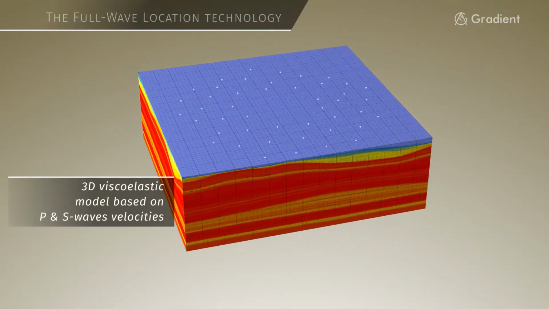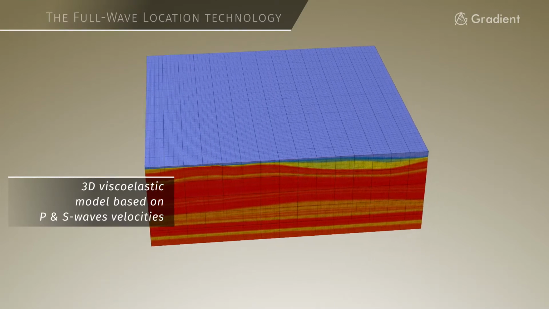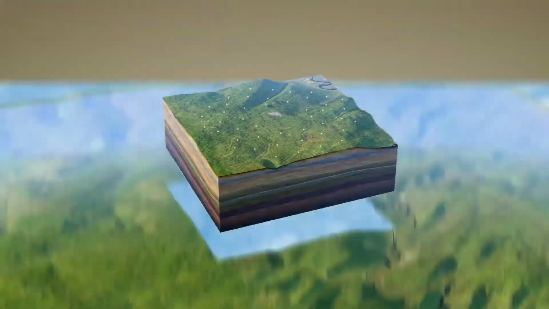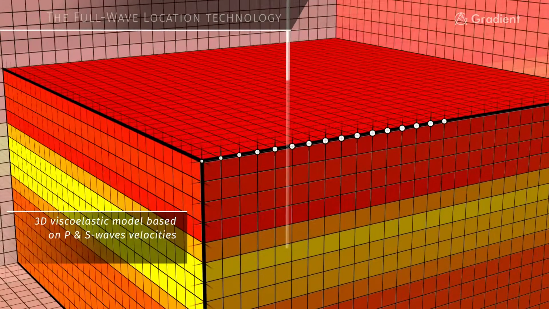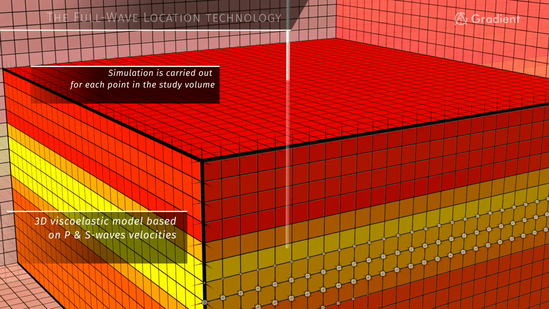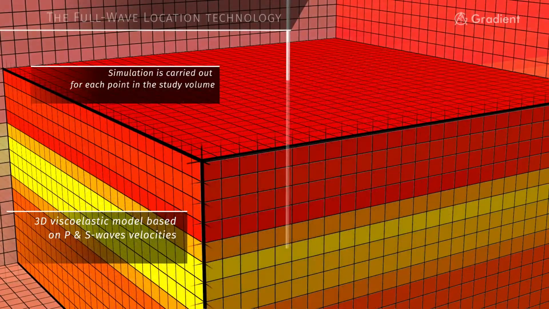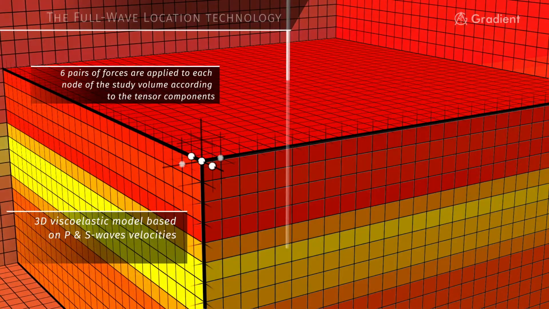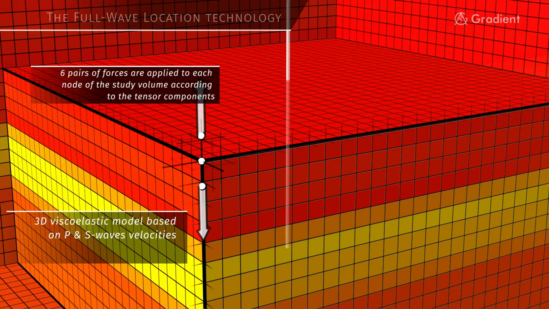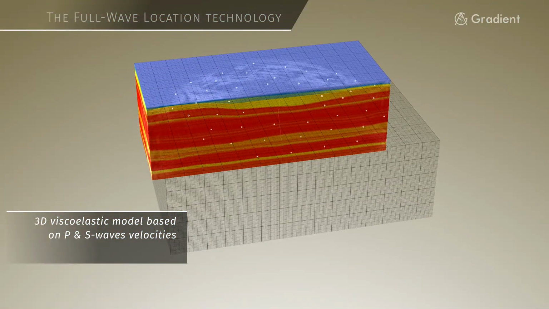A 3D seismic model is built on the base of compression and shear wave velocities of the survey area. The size of the studied area is chosen based on the expected fracturing of the hydraulic fracture. Then the volume of interest is divided on a regular grid. The 6 pairs of forces corresponding to the 6 components of the tensor are applied to each node, and numerical simulation is performed.